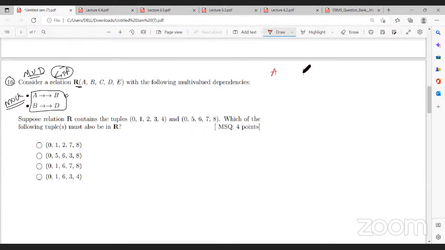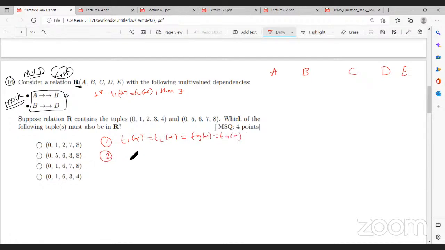So A, B, C, D. Okay, so what are the conditions for MVD? Like if T1 alpha equals T2 alpha, then there must exist... There are four conditions, right? What are the four conditions? First one is T1 alpha equals T2 alpha equals T3 alpha equals T4 alpha, right?